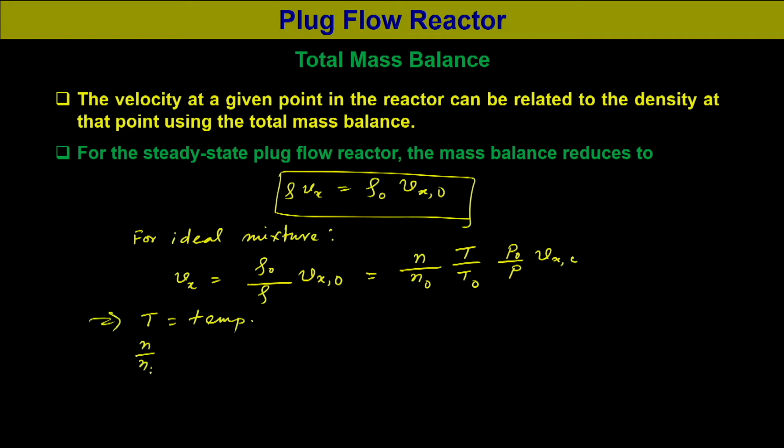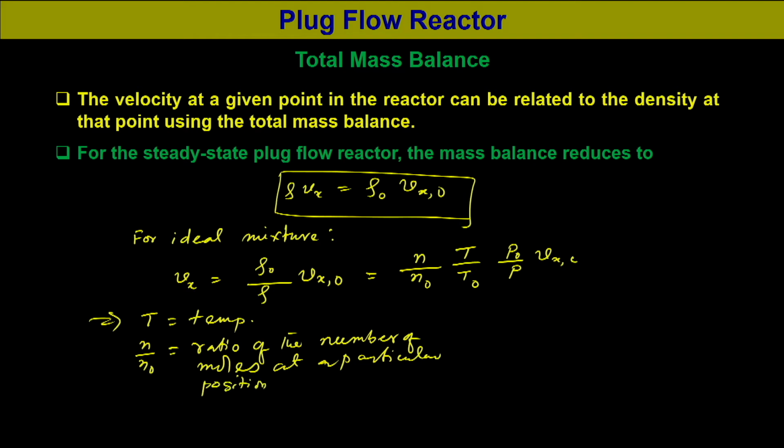T is the temperature, n by n naught is the ratio of the number of moles at a particular position to the number of moles in the feed, and P is the pressure.